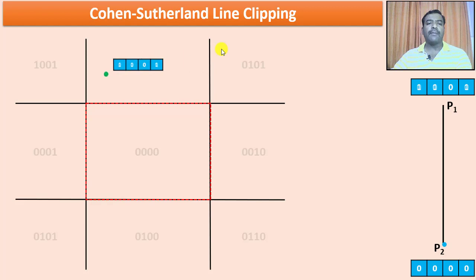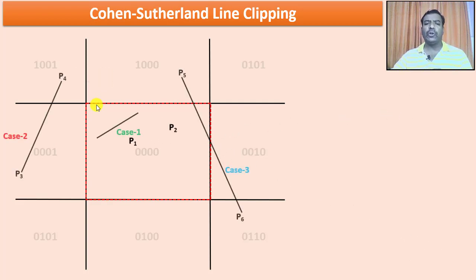Fine. And if I'm going to have the point at this point, I'm going to have 1 because it's top, 0 0, and even 1 over here because this is at the left also. Yes, the point is right now lying at the top left corner. Fine. So this is how we are going to assign the region codes for the endpoints of any given line. Is it fine?